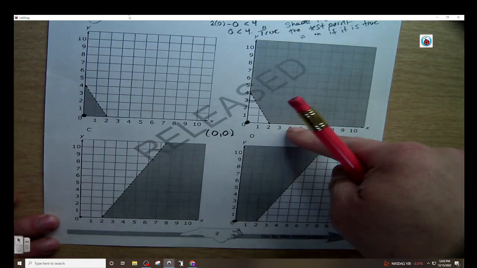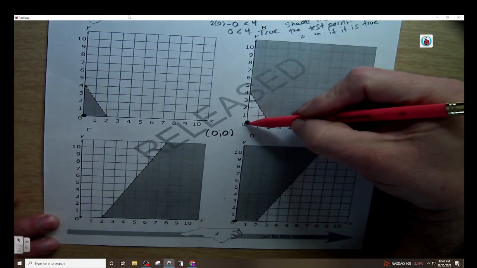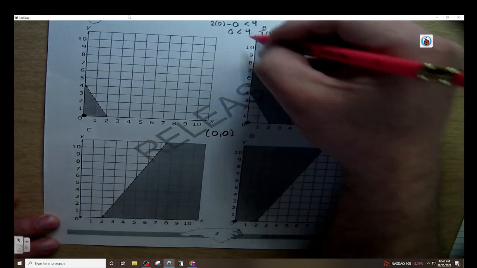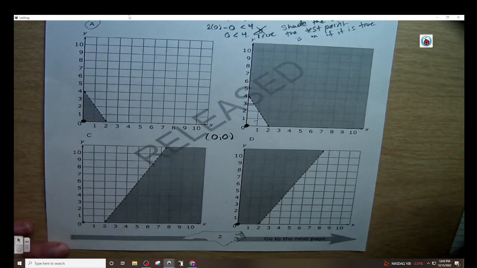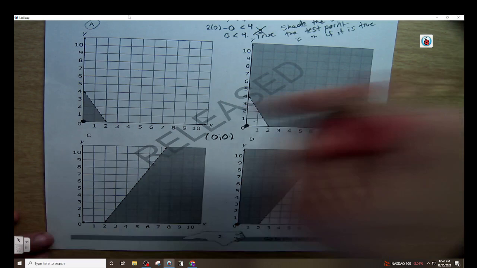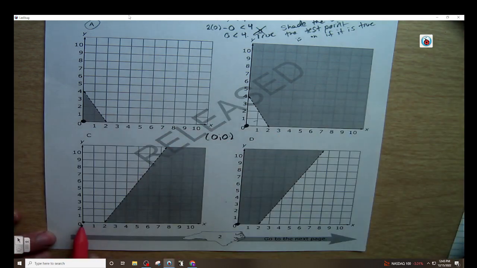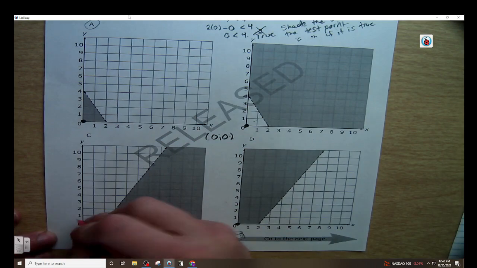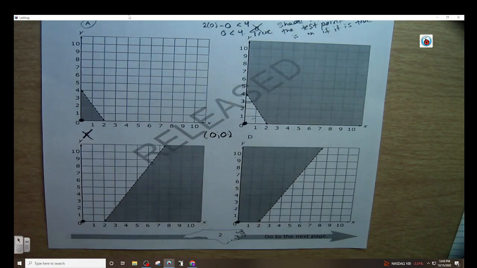This is incorrect because where (0, 0) is, it is not shaded. So that cannot be the correct answer. Okay, looking at C, (0, 0) is not shaded once again. That means that would not be the answer. Now, looking here, (0, 0) is here. It is shaded. That region is shaded. So now we're between A and D.